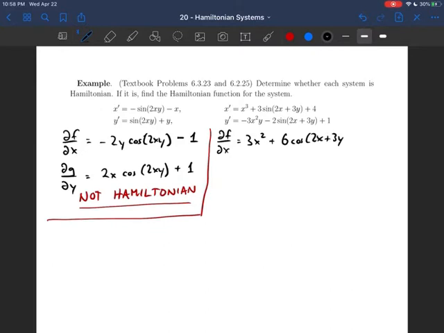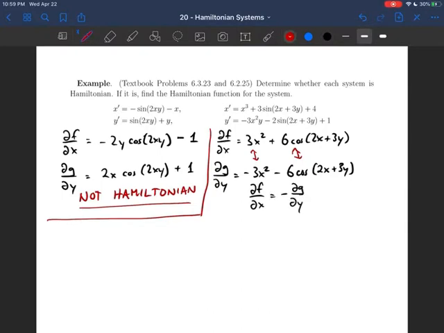In the other system, again, we take the partial of f with respect to x. When we do that, we get 3x squared plus 6 cosine of 2x plus 3y plus 0. So that's good. And the partial of g with respect to y is minus 3x squared minus 6 cosine of 2x plus 3y, because we're multiplying by the derivative of the inside, plus 0.